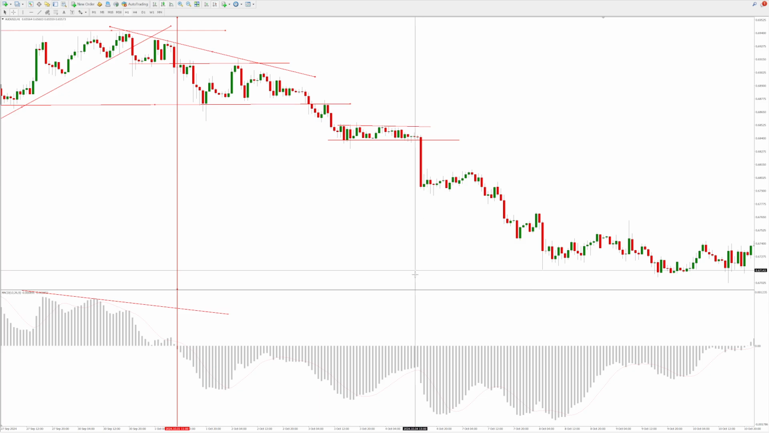And if you look at the MACD, it wasn't necessarily suggesting a crossover. That being said, a crossover of the signal line would have been a valid entry there.